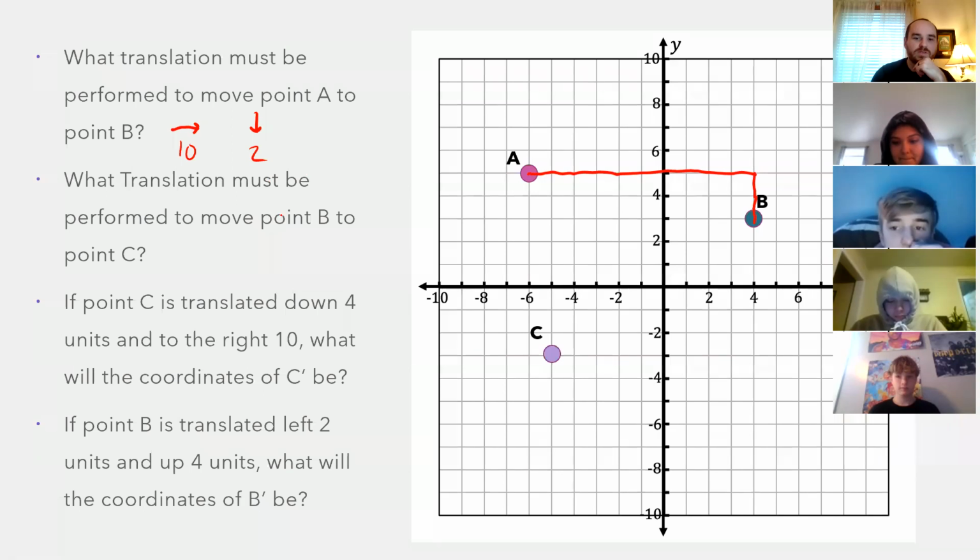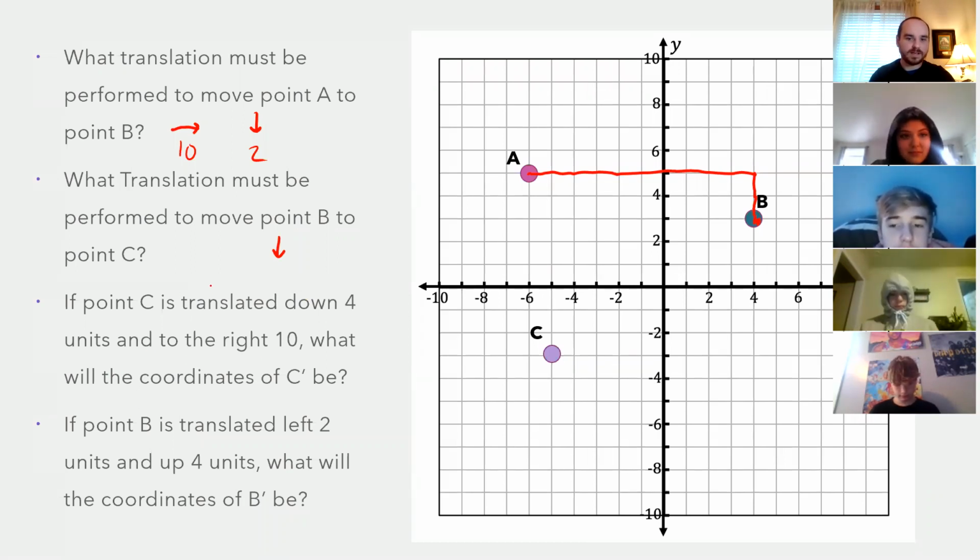All right, so the second one I want you to do on your own. Tell me, what translations do we have to perform to move point B to point C? So first of all, what directions am I going to go from B to C? Down is one of them. And left is the other.